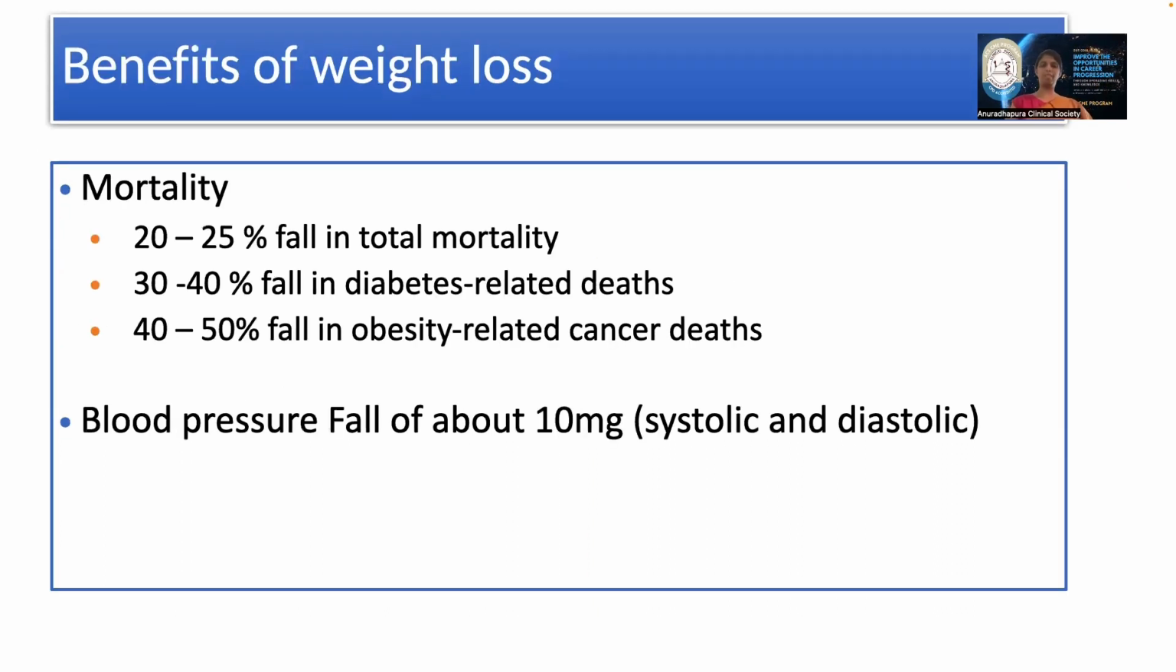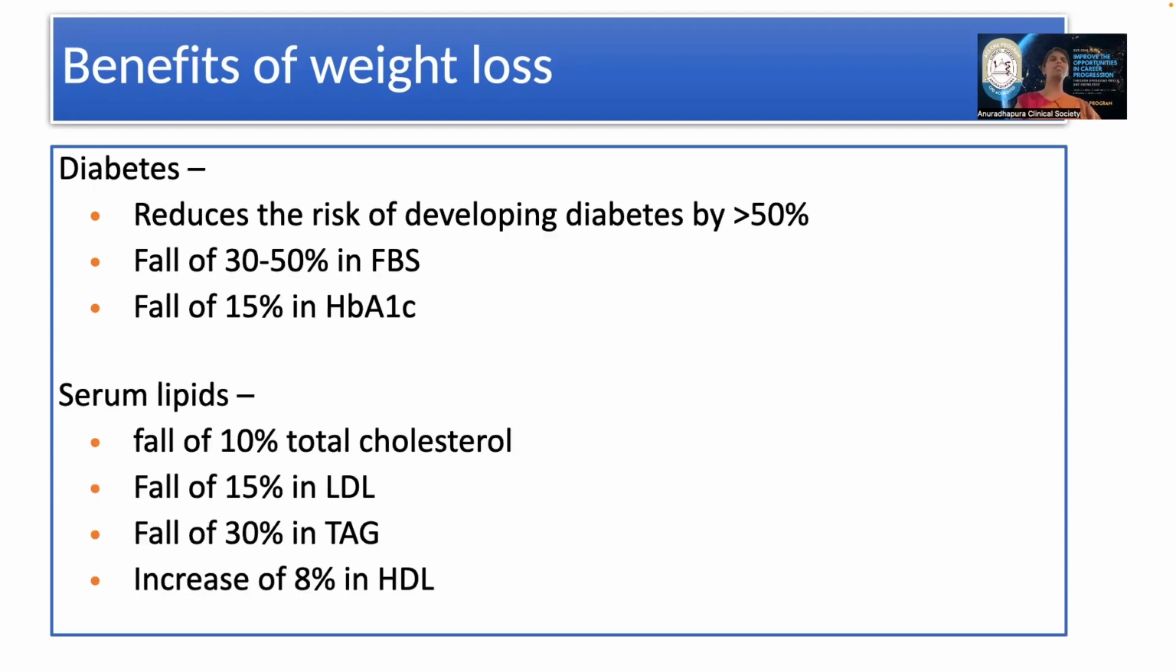And so, why is weight loss important for patients? There are proven benefits, mortality benefits and morbidity benefits. So there is a 20 to 25% fall in total mortality if you lose 10 to 15% of weight in overweight or obese patients. So diabetes-related deaths, obesity-related cancer deaths, all are affected by this 10 to 15% weight loss.